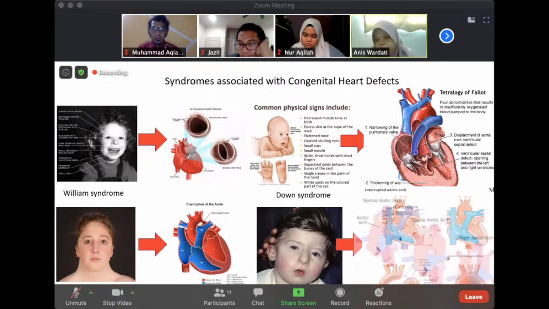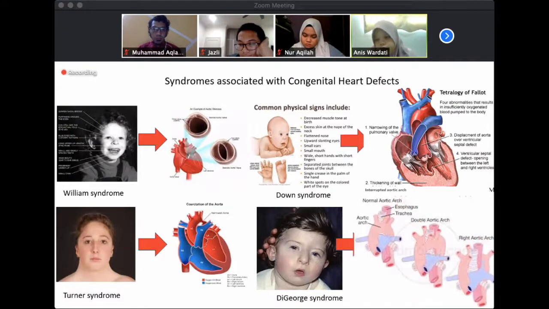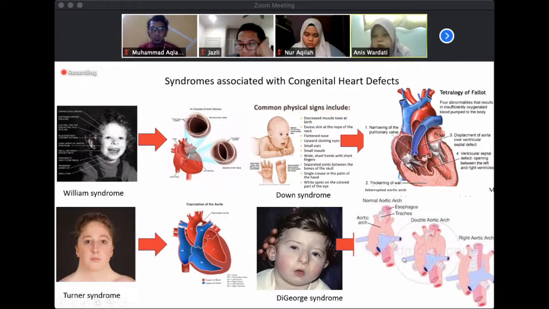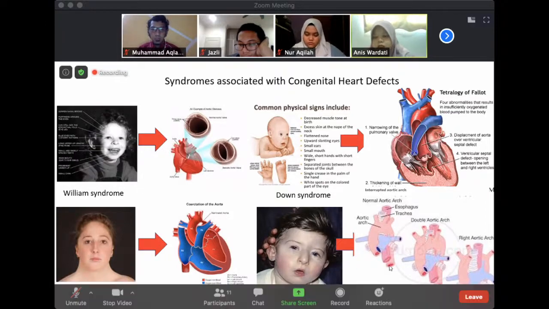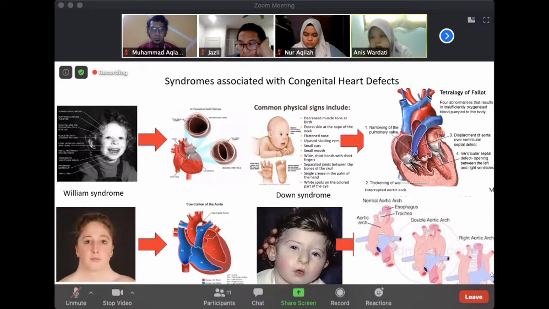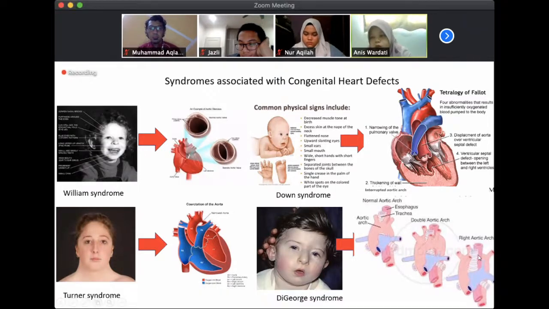It can also be associated with a right-sided aortic arch. As you can see in the picture, normally the aortic arch is at the left side in front of the trachea, but for a right aortic arch, the arch will be behind the trachea. So that's all for DiGeorge and also Down syndrome.